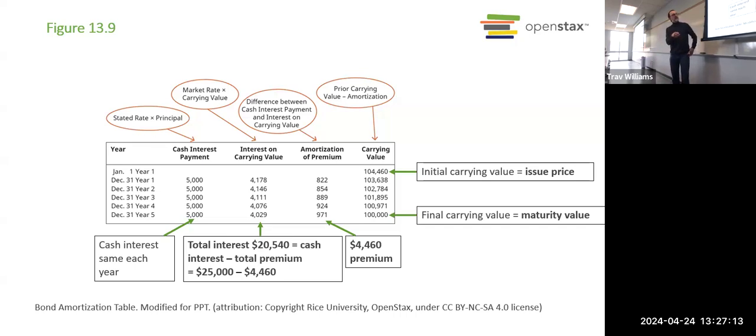But if you look at interest on the carrying value, if you add up those 5 amounts, it comes out to $20,540, which is the same as the $25,000 we paid out minus the amortization of the premium. It all fits together. It's all there for a reason, so we can properly account for our expenses, our liabilities, our assets. Everything is properly accounted for, but it is a complex system.